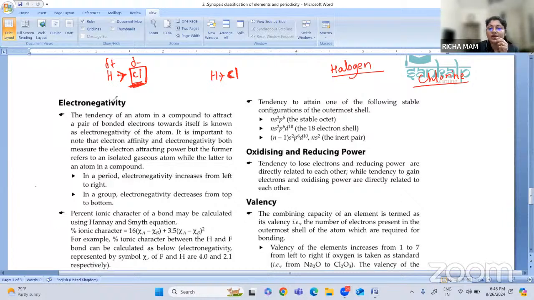When we are talking about electronegativity, the trend varies across the period and down the group. As you go across the period, electronegativity increases from left to right. When you go down the group, electronegativity decreases. So remember these two very important points.